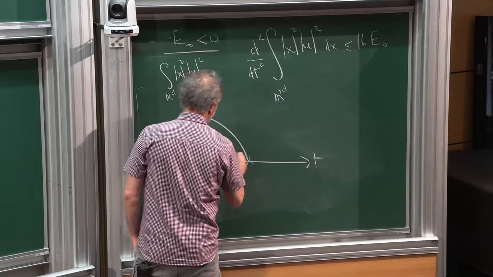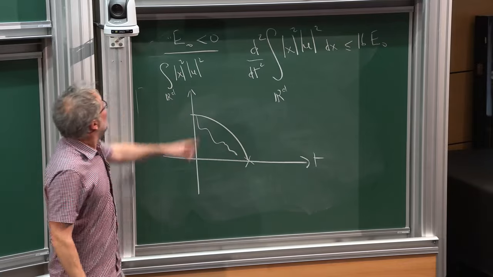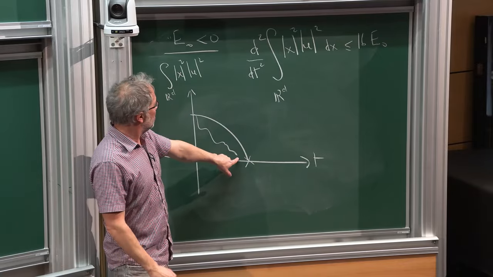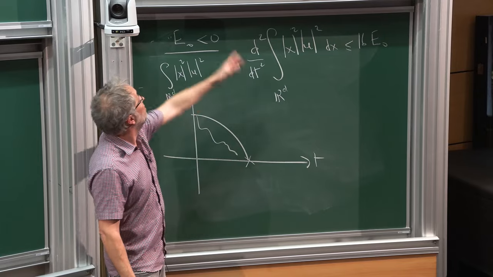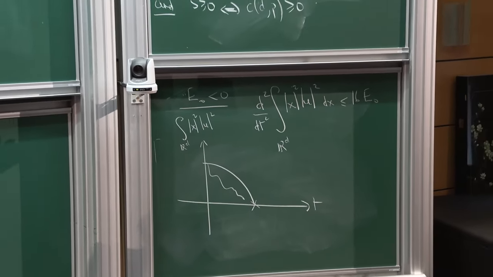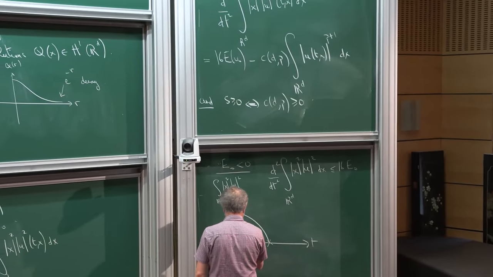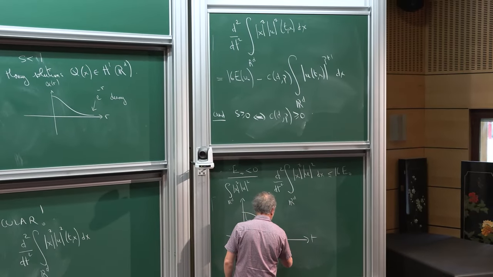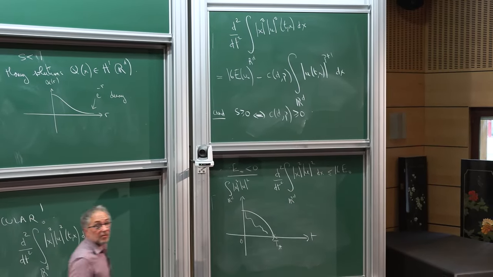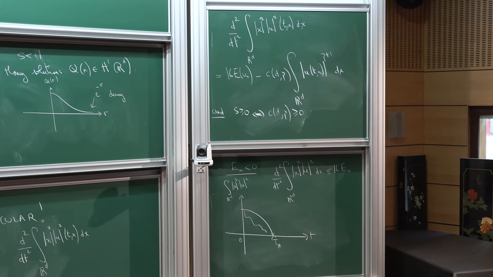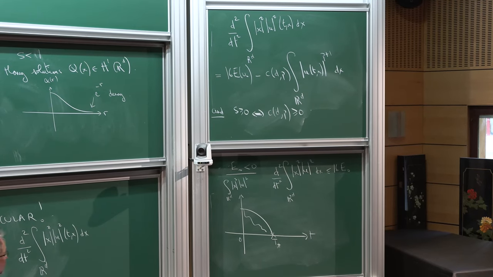So somewhere in between here and here, my positive quantity must become zero or even become negative, which is immediately a contradiction to Cauchy theory, in particular the conservation of mass. So it simply means that somewhere in between zero and this time here, something must have happened. This is not something that tells you what happens. This is something that tells you that the solution cannot live forever.